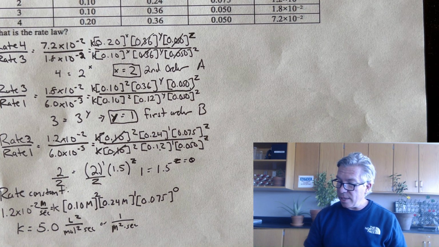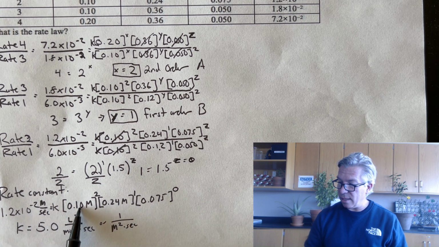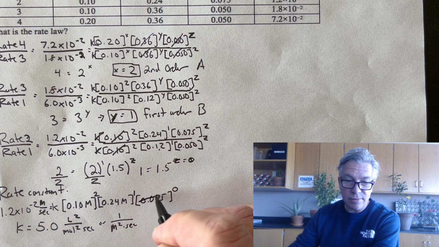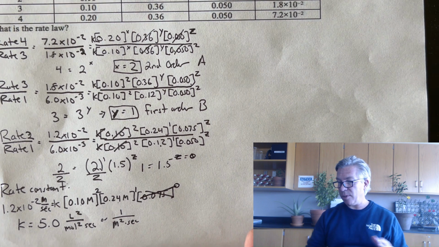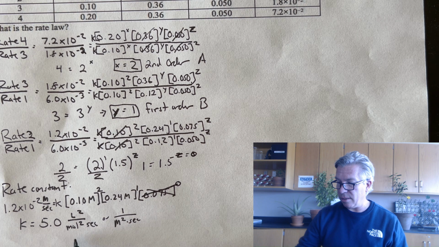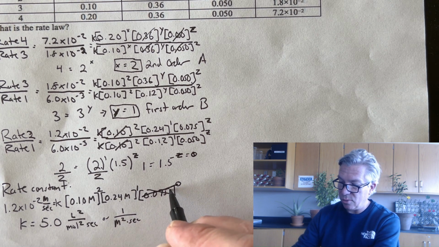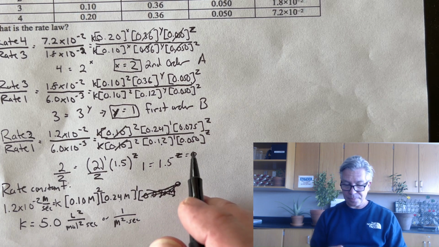And finally, to find the rate constant, I used trial 2 on this one. And the rate, the concentration, this one was squared, that concentration, and then this one basically became a 1, so I just kind of ignored it. And I got a rate constant of 5.0 liters squared over moles squared seconds, or 1 over molarity squared seconds. This unit was moles per liter, but because it was raised to the 0, it goes away, and that's it. So that was a tricky one.